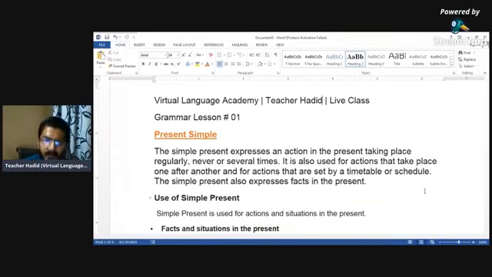You can also use present simple tense to talk about your hobbies, like things you like to do and things you don't like to do. For example, I like to use Facebook. I don't like to play cricket, or I don't like to play football.